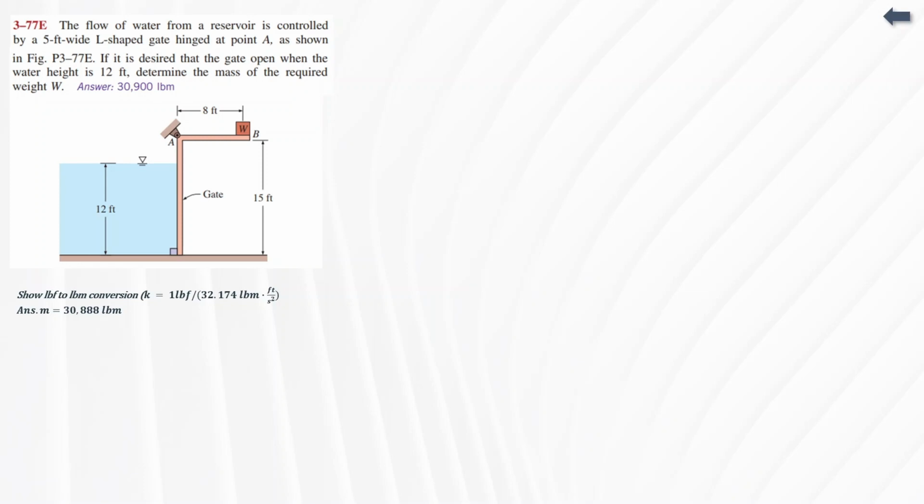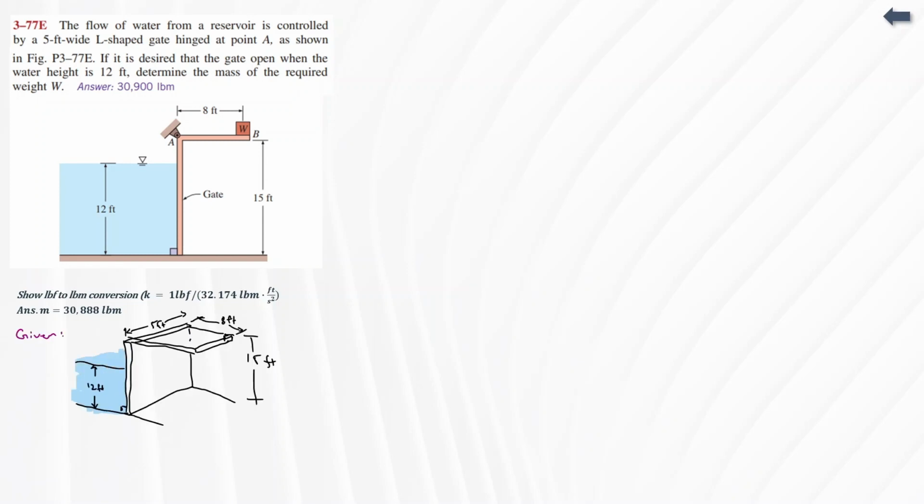Okay, so I'll show dito yung pound force to pound mass conversion. We're gonna be needing that sa English to. So let's have a different take lang nito. It's gonna be like this. So sabi is 5 feet wide. And then 8 feet yung distance ng hinge to weight. And then total height niya is 15 feet. And yung total height from the deepest part nito to the free surface line of water is 12 feet, leaving you 3 feet between the water and the hinge.